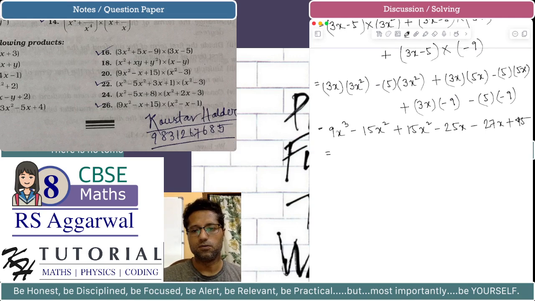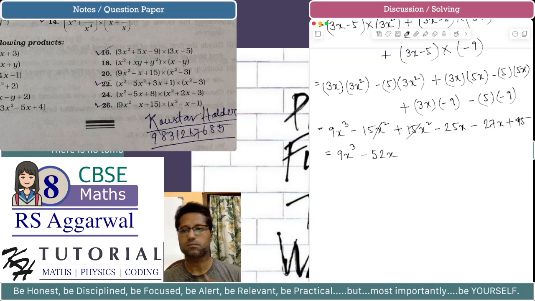This is equal to 9x cube, 15x square cancels out, and minus 25x minus 27x is minus 52x, and we have plus 45. This is the final result.